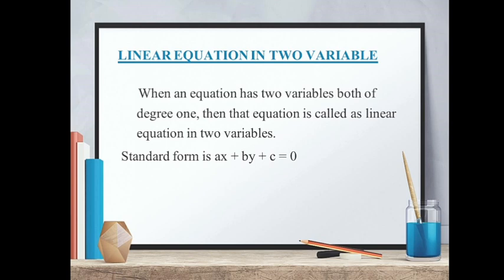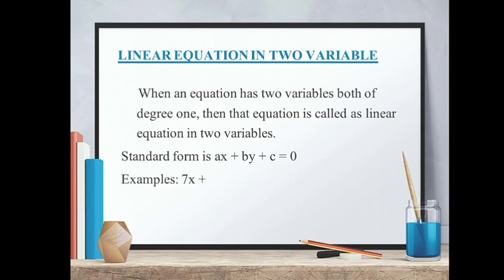So the standard form of linear equation in two variables is ax plus by plus c equals 0, where a is the coefficient, x is the variable, plus b is the coefficient, y is the variable, plus c, that is the constant. So what is the difference between linear equation in one variable and two variables? The difference is that in linear equation in one variable there will be only one variable with degree 1, whereas in the linear equation in two variables, two variables are present with degree 1.